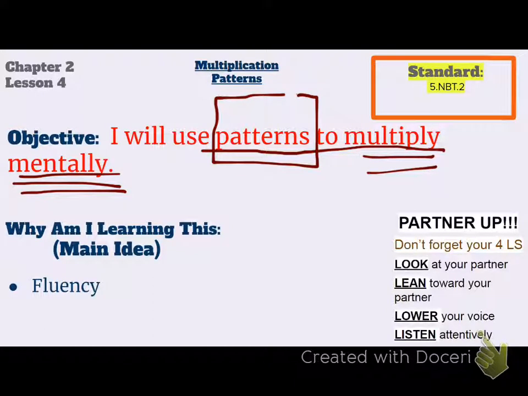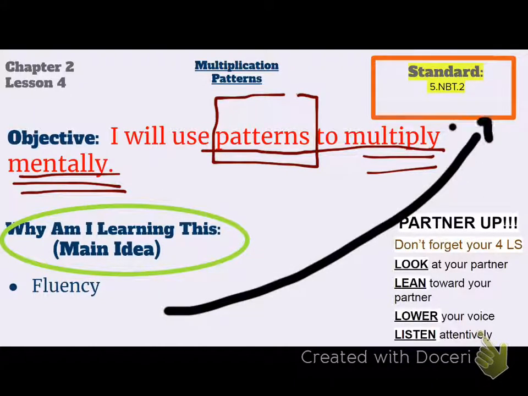So why? There's that question. Why, Mrs. Wilhite? What's the main idea? What's the purpose? Why do I have to learn this? Well, you already know. You have to because it's a 5th grade standard. But also I put that word fluency, and fluency is speed. It's being able to do things quickly. It's nice to be able to solve some multiplication problems in your mind so you can address things quicker. And so hopefully at the end of today's lesson, you'll use patterns to multiply in your mind quickly.